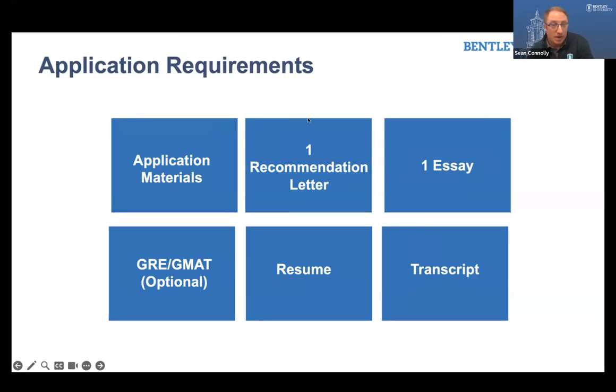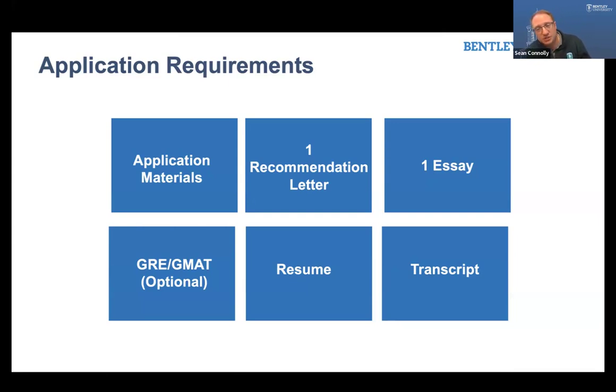So my name is Sean Connolly. I'm the Associate Director of Graduate Admissions, and I also work specifically with the Healthcare MBA from the admissions standpoint. And one question that had already come up was about a fee for the application. Do know that the application is free to do.